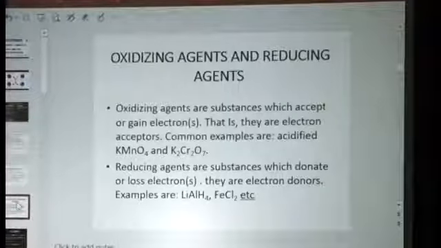Now, we'll move to oxidizing agent and reducing agent. Oxidizing agent is a substance which accepts or gains electron. They are otherwise known as electron acceptors. Examples of the common oxidizing agents are acidified potassium tetraoxomanganate 7 and acidified potassium heptaoxodichromate 6.